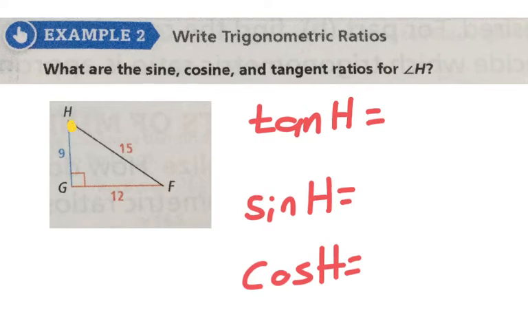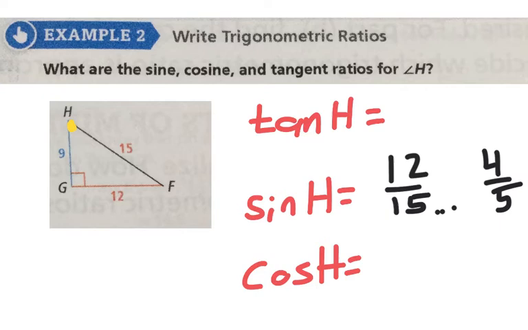So from this point, let's do sine first. So if you need to look back at your notes, you can. Sine is the opposite leg, which is 12, because 12 is opposite H, over the hypotenuse, which in this problem is 15. So we could say sine of H would be 12 over 15, and then we can reduce that fraction. 12 over 15 reduces to 4/5.